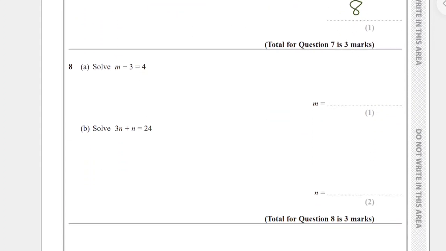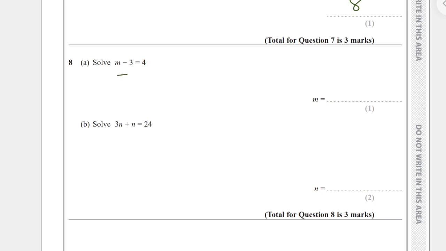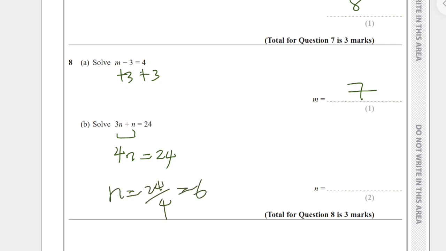Solve the equation m minus 3 equals 4. So we add 3 to both sides. That will make m equal to 7. Then 3n plus n equals 24. So we can add these together. That gives us 4n equals 24. So 4 times what is going to give us 24? That will be 4 times 6. Or we say n equals 24 divided by 4, which is equal to 6.